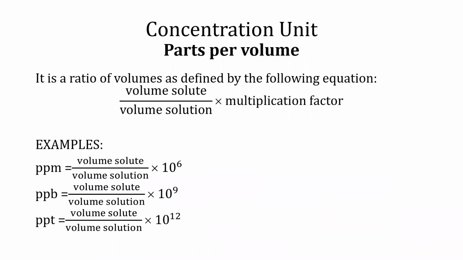In advanced concentrations that involve a ratio of volumes, as defined by the following equation, it is the volume of solid divided by the volume of solution times a multiplication factor. We have ppm, or parts per million, which has a multiplication factor of 10 to the 6; ppb, or parts per billion, which has a multiplication factor of 10 to the 9; and ppt, or parts per trillion, which has a multiplication factor of 10 to the 12.